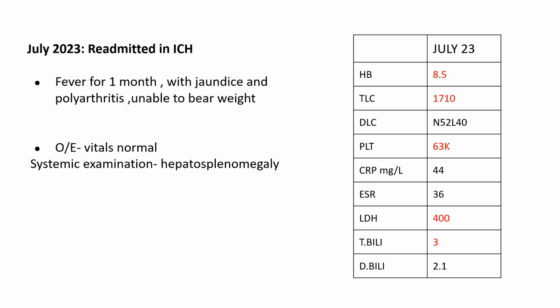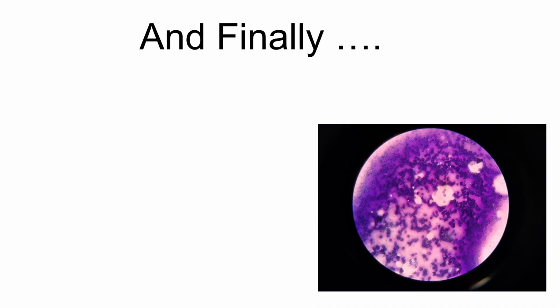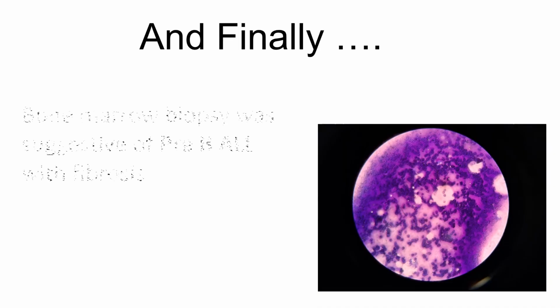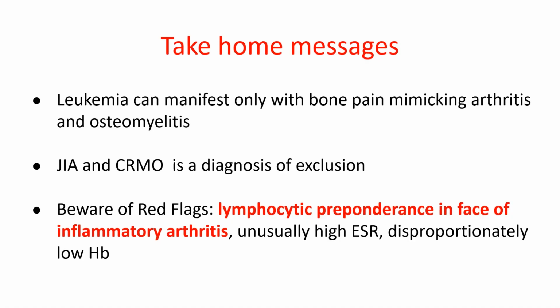And in July of last year, they came back to us again, and now the child has pancytopenia. You can see 1,700 total counts, 63,000 platelets, and jaundice. The child was again worked up, a bone marrow aspirate yielded a dry tap, and finally the biopsy established a diagnosis of pre-B ALL. So remember that leukemia, the commonest childhood malignancy, can just mimic JIA.